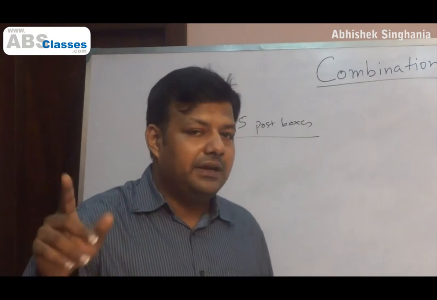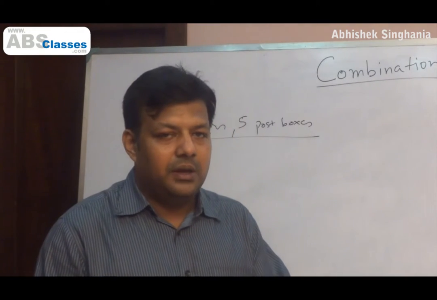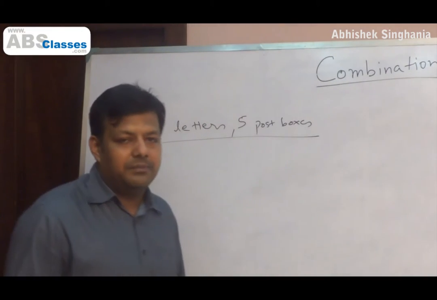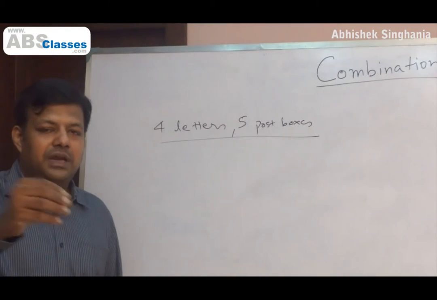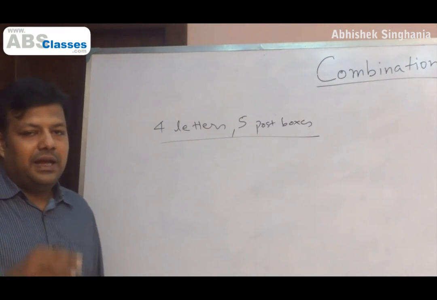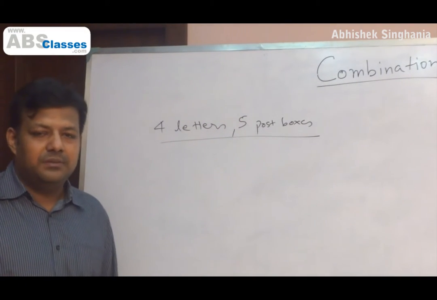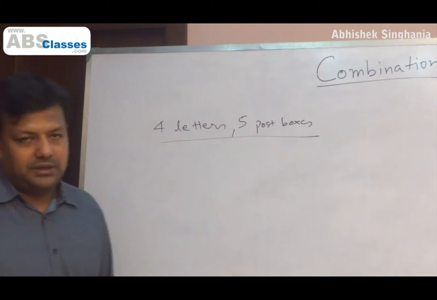So when we did identical chocolates, you remember, right? The chocolates were identical. But what if the chocolates are distinct and there is no replication at all? The common example here is letters and post boxes. You have 4 letters, and you also know in the neighborhood area there are 5 post boxes. You can go to any one of them, you don't have any particular preference towards them. So in how many ways can they be posted, right?